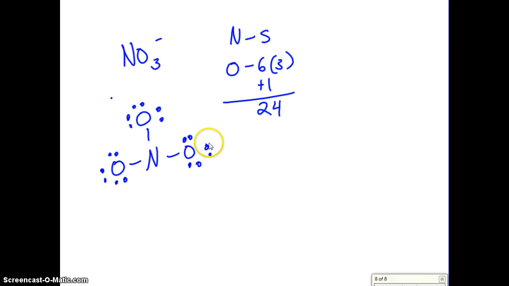So we'll go steal from one of the oxygens. It doesn't matter which one we steal from. It just has to be from one of them, and we'll draw our double bond. So that gives us 8 around nitrogen, 8 around oxygen, 8 around oxygen, and 8 around oxygen. And what we're supposed to do is draw brackets around this guy with its -1 charge off to the side. So this would be our proper Lewis dot structure.